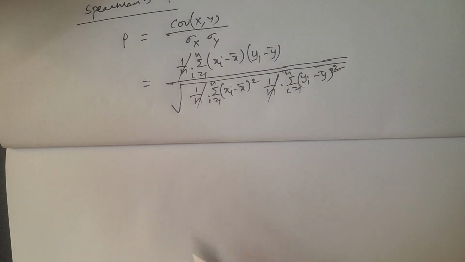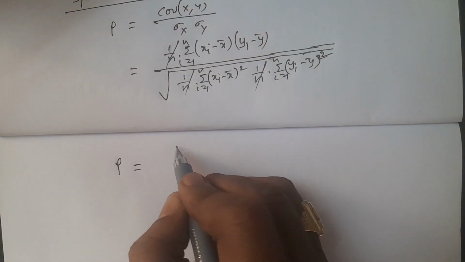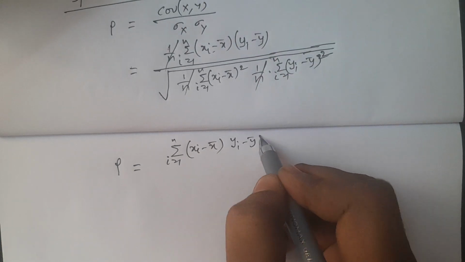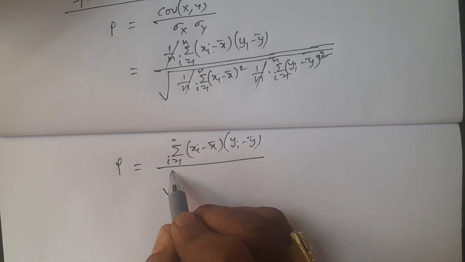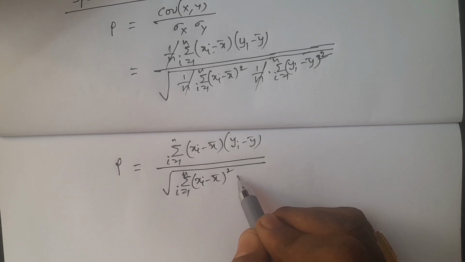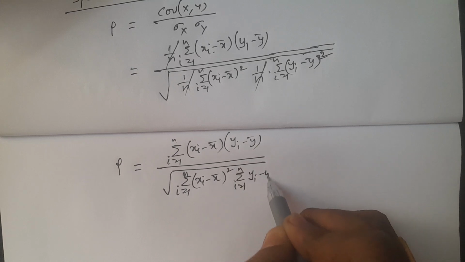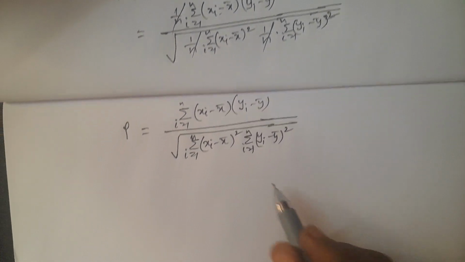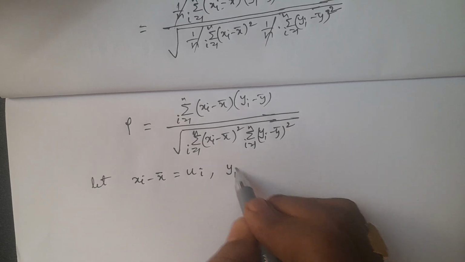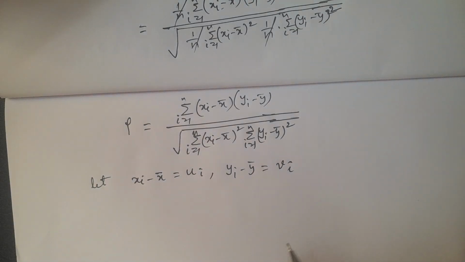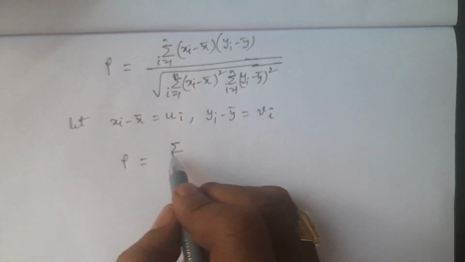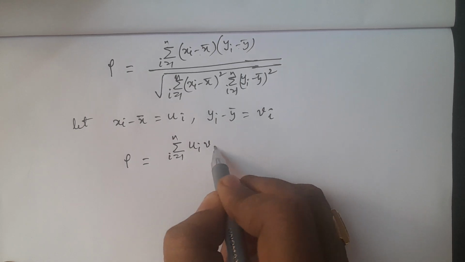By cancelling 1 by n, the remaining formula, that is rho is equivalent to summation i is equal to 1 to n xi minus x bar into yi minus y bar, divided by square root of summation i is equal to 1 to n xi minus x bar whole square into summation i is equal to 1 to n yi minus y bar whole square. Clear? If you consider let xi minus x bar is equal to ui and yi minus y bar is equal to vi, then the formula now becomes rho is equivalent to summation i is equal to 1 to n ui vi.